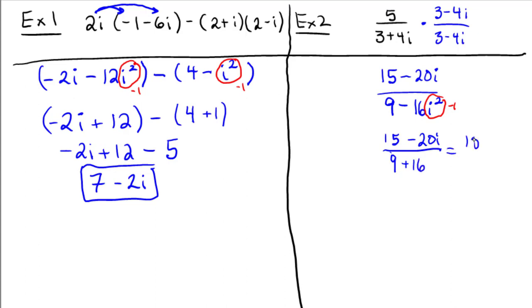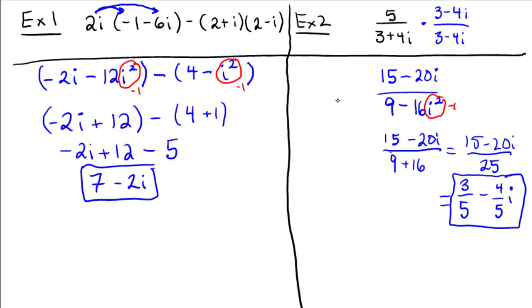Okay, so what can we do now? It looks like that's 15 minus 20i over 9 plus 16, which is 25. And so as a final answer in standard form, we like to write this as 3/5, which is 15 over 25, minus 4/5 i, because 20 over 25 is 4/5. And so that's our final answer.